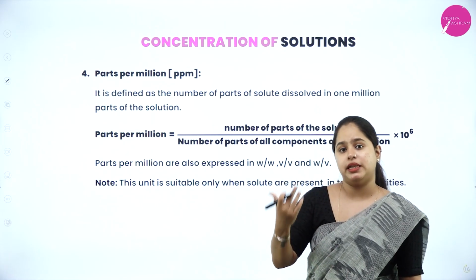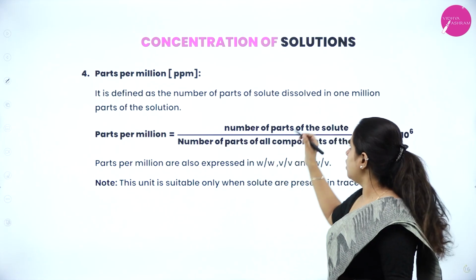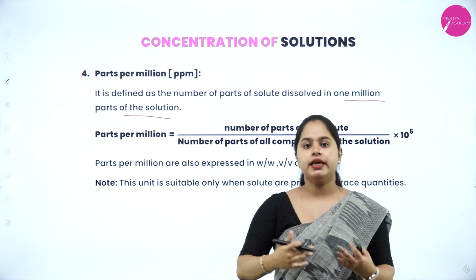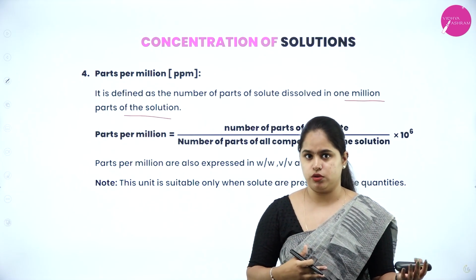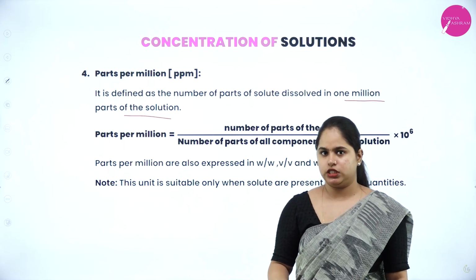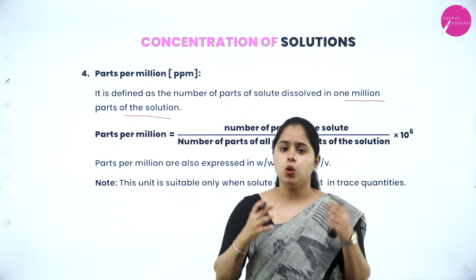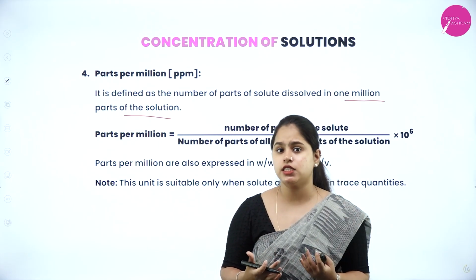Now moving on to the next concentration term, that is parts per million. Right? Parts per million. So it is defined as the number of parts of solute dissolved in 1 million parts of the solution. Right? Till here we were discussing 100 ml of solution and 100 gram of solution. Right? So now we are going into million parts of the solution. Right? And we use this concentration term only if the amount of solute present is in trace quantities.